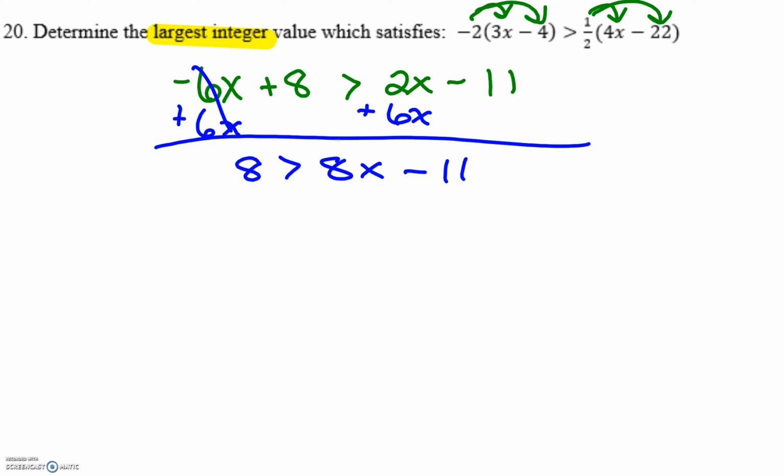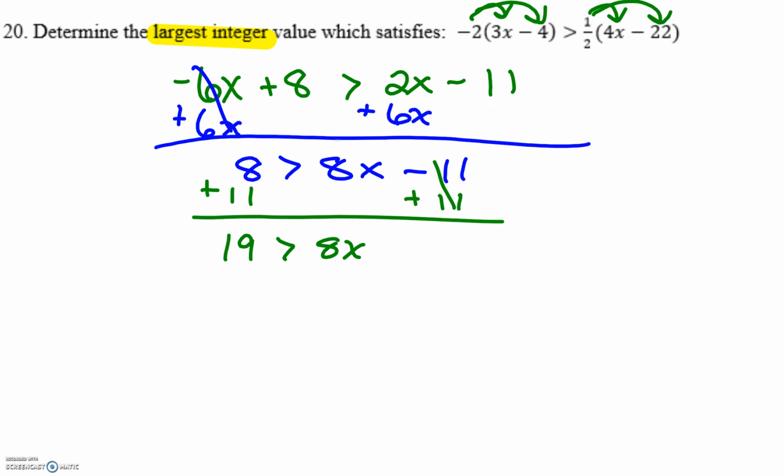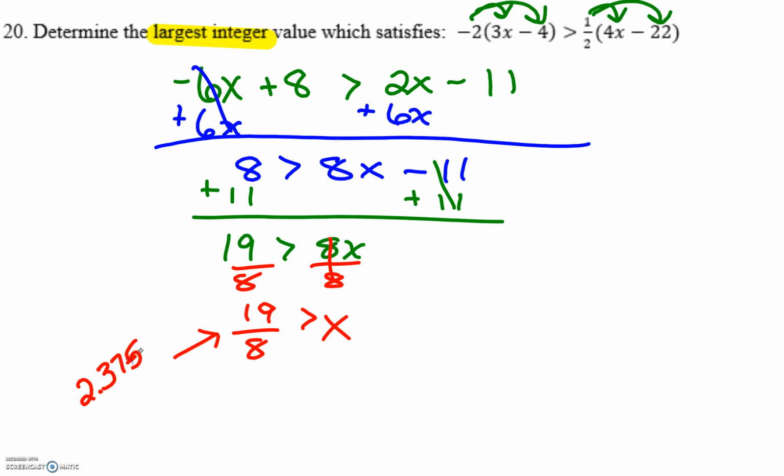I'm going to add 11 over to the other side because I want to isolate the variable. So 19 is greater than 8x, and then from here I'm going to divide by 8. So 19 divided by 8, if I want to know what that is as a decimal rather than a fraction, I'm going to do 19 divided by 8, and that is 2.375.